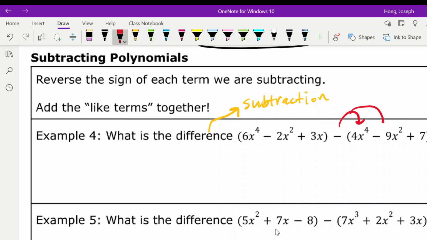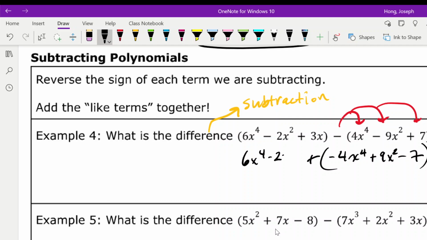So boom, boom, boom. So it's going to be negative 4x to the power 4 plus 9x squared minus 7. And this is now going to be a sum question or an addition question. So 6x to the power 4 minus 2x squared plus 3x. Good. And now we're going to do the same thing. I got the power of 4 with the power of 4. I got the negative 2x squared with the plus 9x squared. This 3x with nothing, and this minus 7.